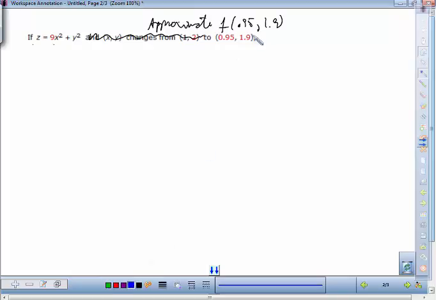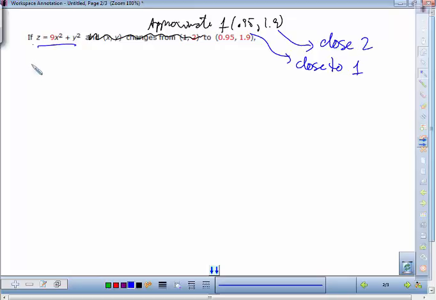So if we take a look at this 0.95 and 1.9, they're fairly close to 1 and 2. Would you agree that that's the case? 0.95 is like 0.05 close to 1, and then 1.9 is like 0.1 close to 2. So we can use this function and find the tangent plane at this point 1, 2, and then from there move a little bit off to see what the approximation might look like.